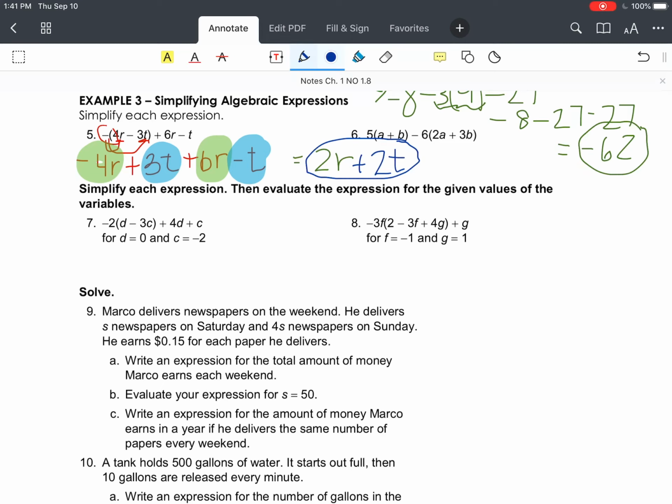Again, try number 6 on your own, pause the video, and then check your answer.